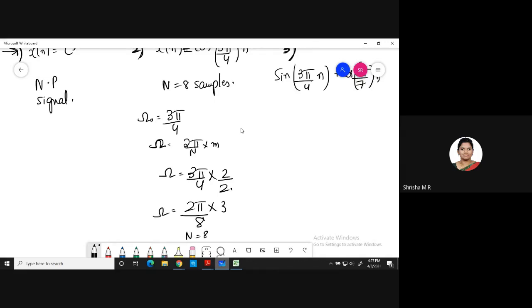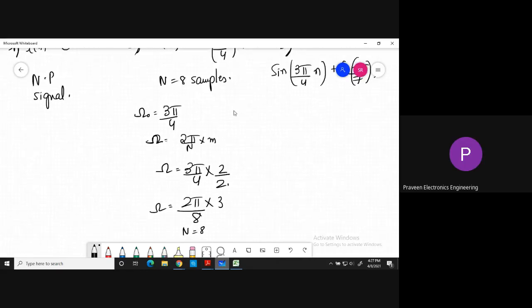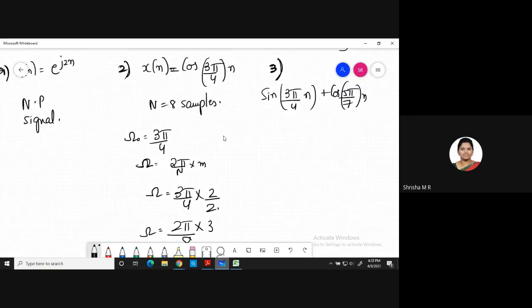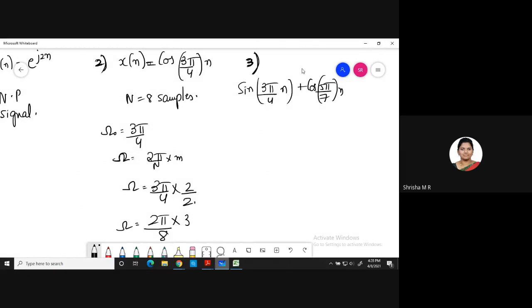What about the third one? Ma'am, n is equal to 16. Third one. Ma'am, n is equal to 16. No, try again. Third one, you try this. You do not get 16. Omega 1 is 3 pi by 4 and omega 2 is 5 pi by 7. Correct. Now try to express this in this form.